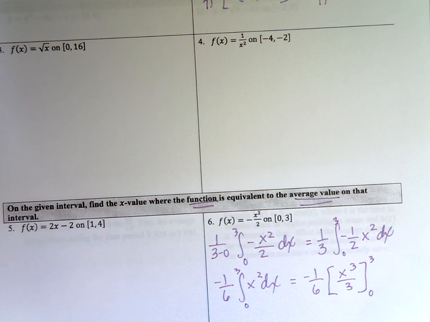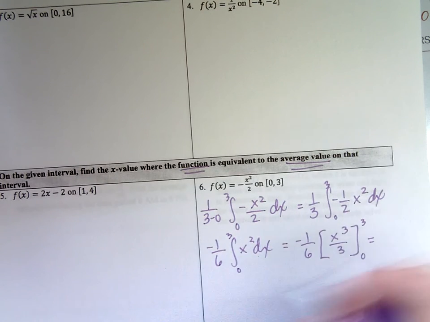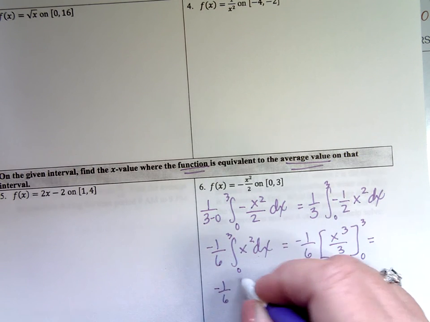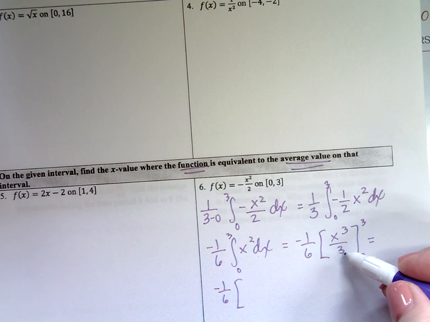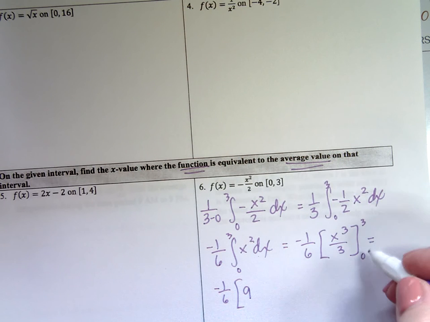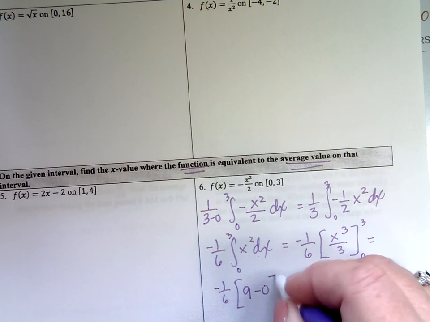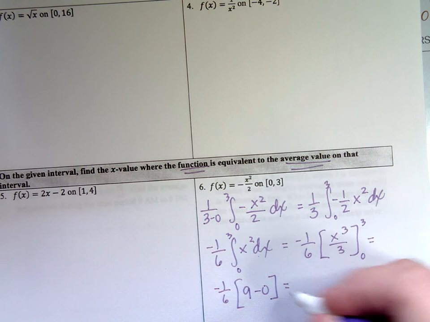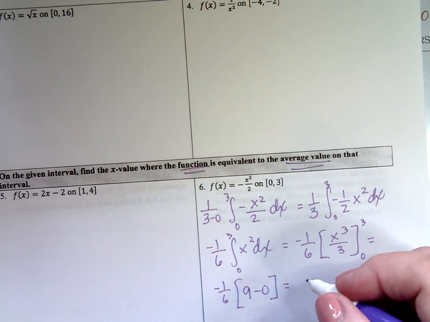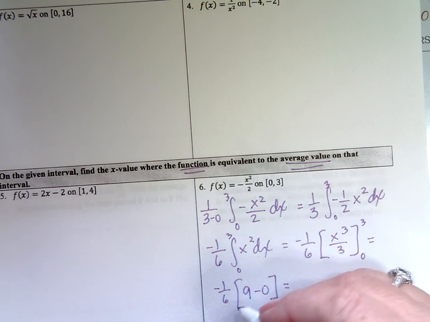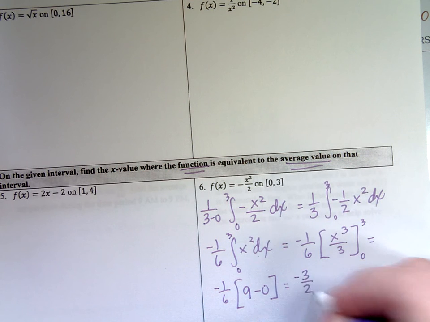All right, so let's do it. So I'm still working on the average value. I'm not even done the problem. I'm just still working on figuring out this average value. So if I put a 3 in here, I have negative 1/6, and 3 is going to be 27 over 3, that's 9. If I put a 0 in, I get 0 over 3, that's 0. And so if I take negative 1/6 and I multiply it by 9, I get negative 9 over 6, or negative 3/2. That's my average value.